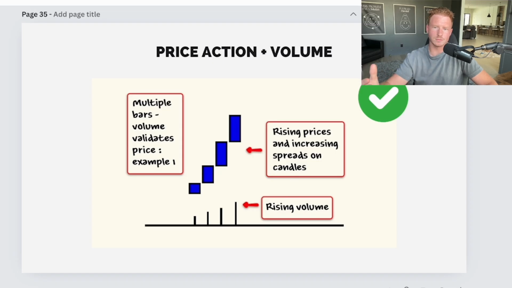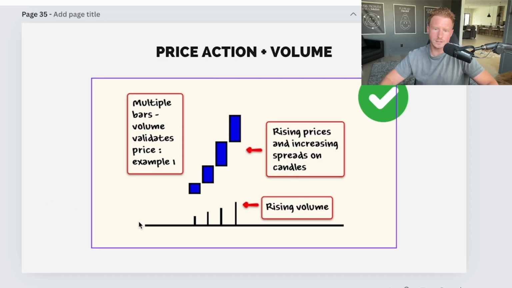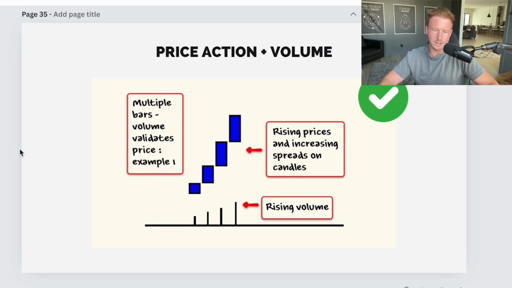So here are some examples. This is what you actually want to see. We see rising volume and rising candles, okay? So we see rising effort and a rising result. We had a small volume, small candle, a little bit bigger volume, a little bit bigger candle, again a little bit bigger effort, a little bit bigger result. This makes sense. This matches up.